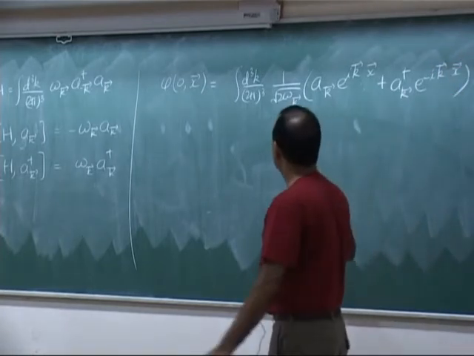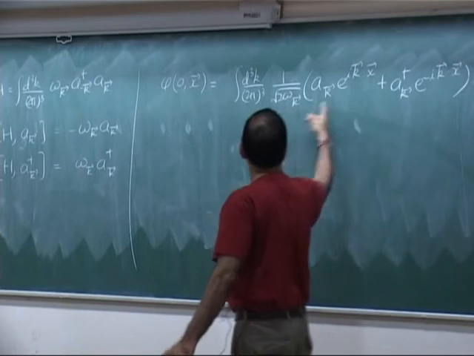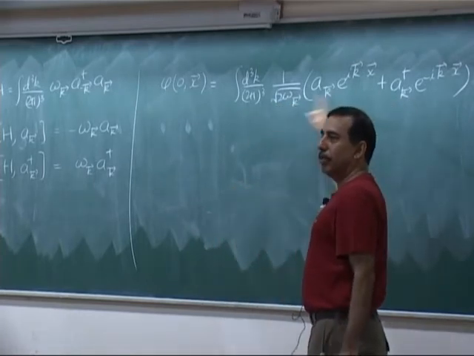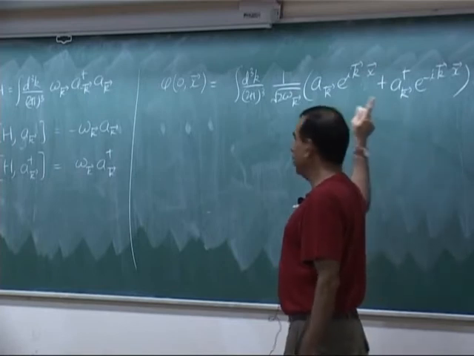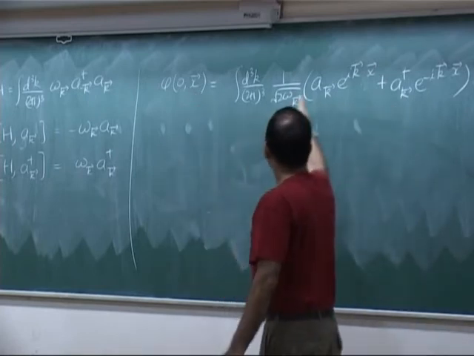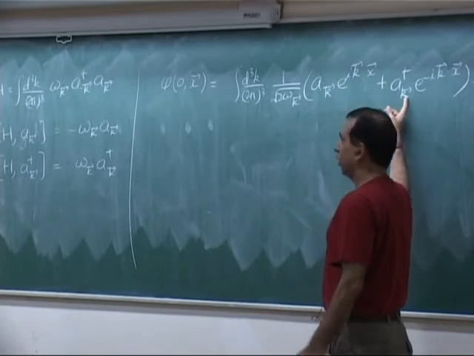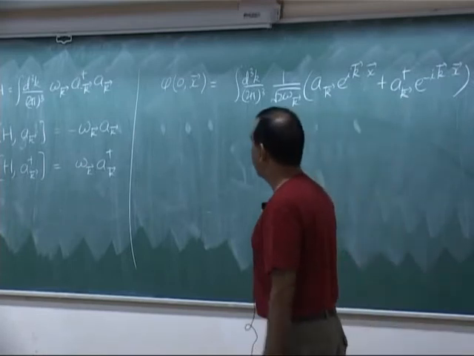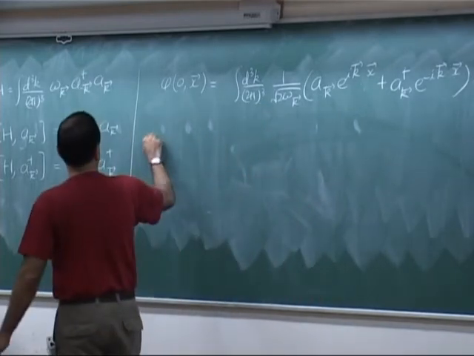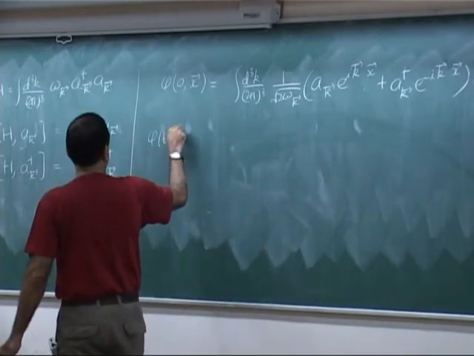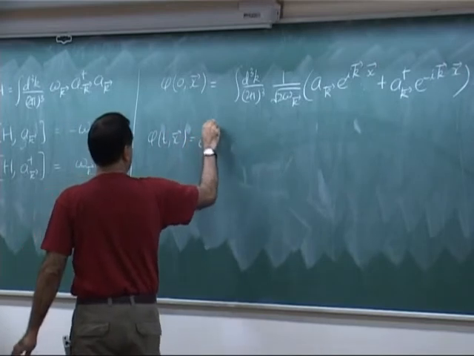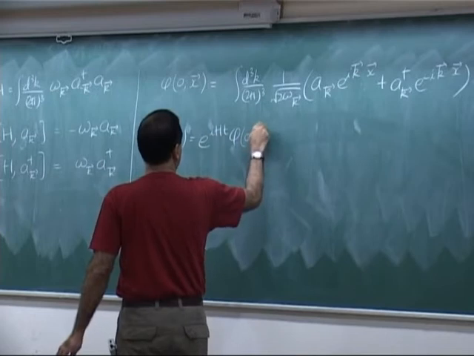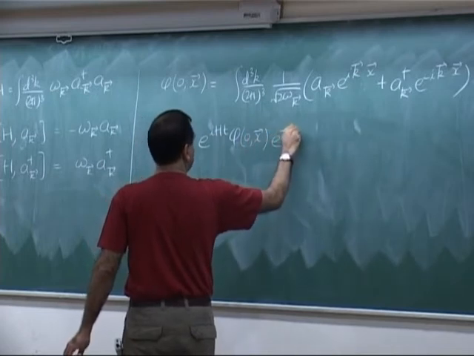This expression I wrote earlier, in fact it was phi of t and x, and these are all a_k of t, but let's choose t to be 0 throughout. So then this is phi of 0 and x, and this is a_k at 0 and a dagger_k at 0. Okay, this much is true, and now I have the new information that phi of t and x is explicitly e to the iHt phi of 0 and x e to the minus iHt.